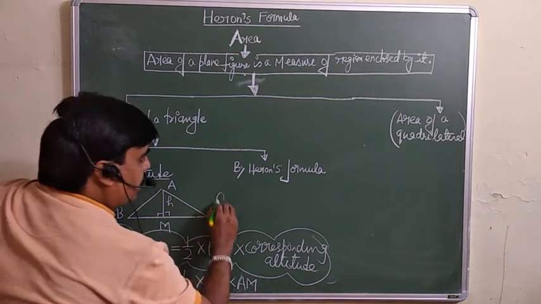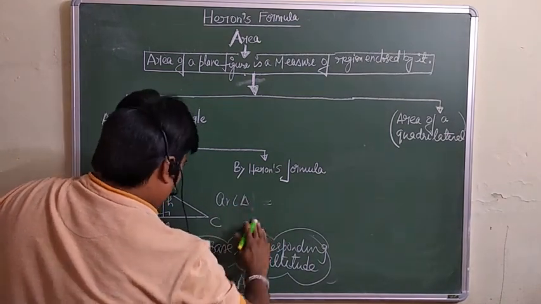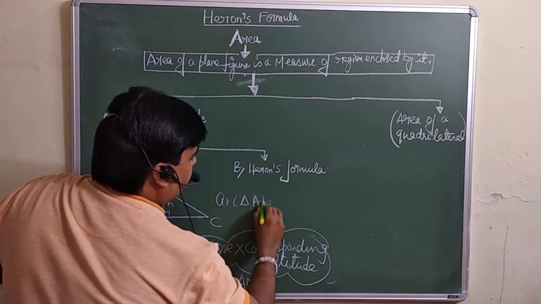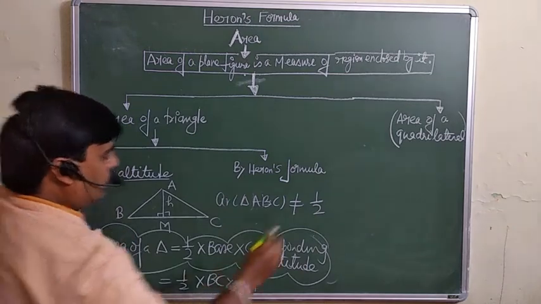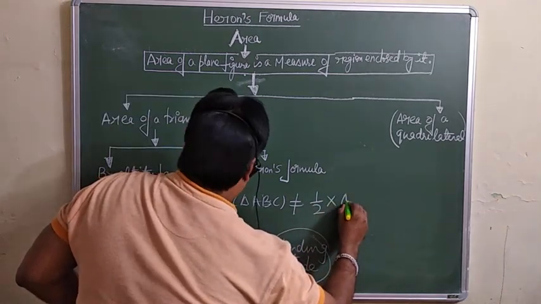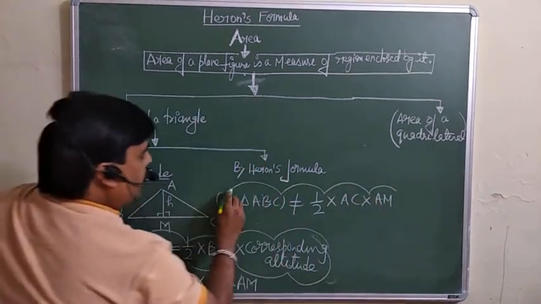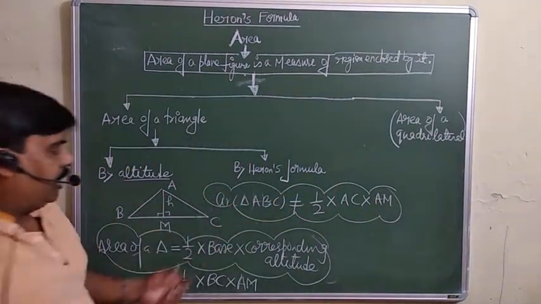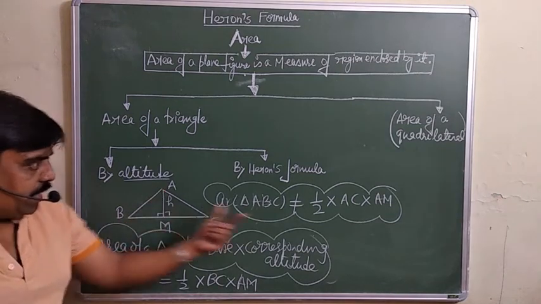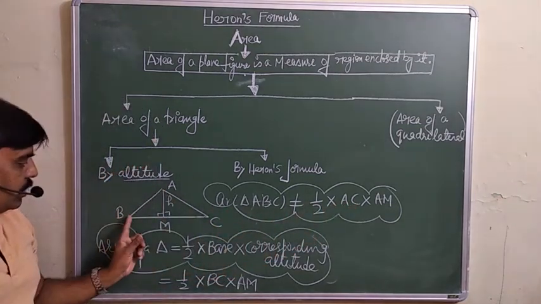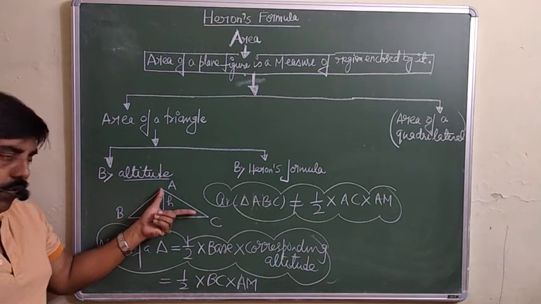You cannot say the area of triangle ABC is equal to 1 over 2 into AC into AM. This is not the area of the triangle. It will not give you the area because we are taking AC as the base, but the perpendicular is not falling on this base. जिसको हम base ले रहे हैं, perpendicular उस पर fall नहीं हो रहा है.